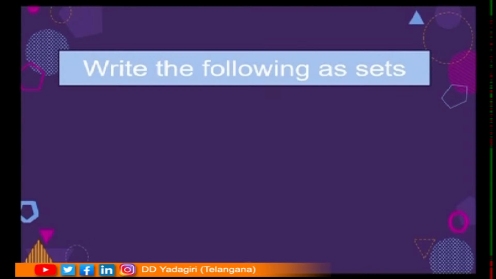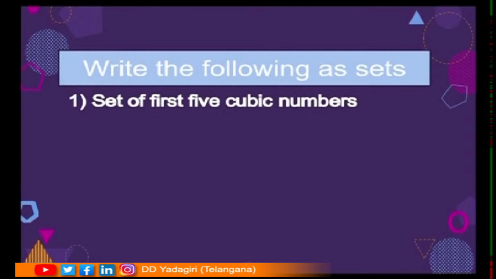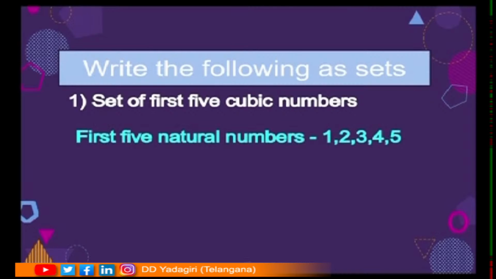The first one given to us is set of first 5 cubic numbers. Before we start writing the elements of the set, let us understand what cubic means. Cubic means a number multiplied by itself 3 times. So, first let us take the first 5 natural numbers, which are 1, 2, 3, 4 and 5.